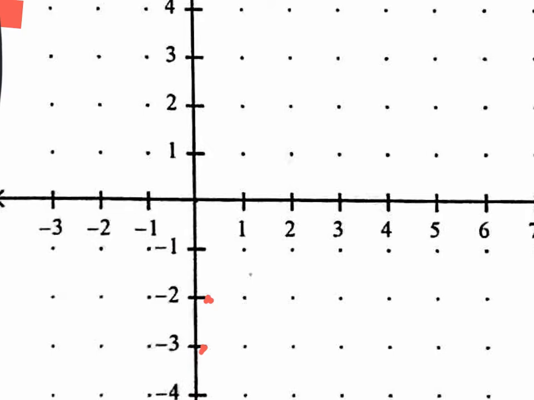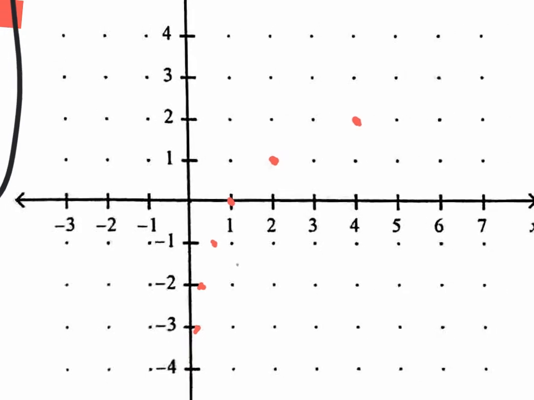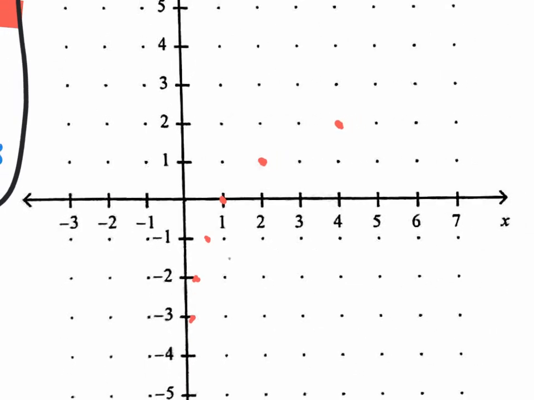And then the next one's going to be 1/2 and -1. And the next one's going to be 1 and 0, correct? And the next one's going to be what? 2 and 1. And the next one? 4 and 2, and then 8 and 3. So the last one, 8 and 3, it's already off the graph, but we could put it out here anyway.